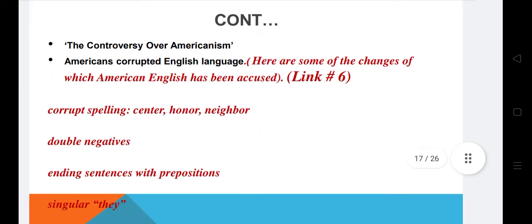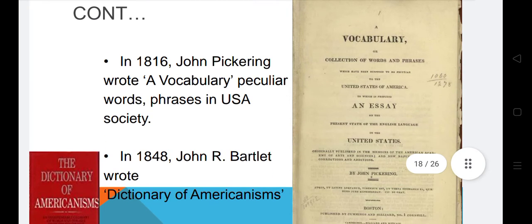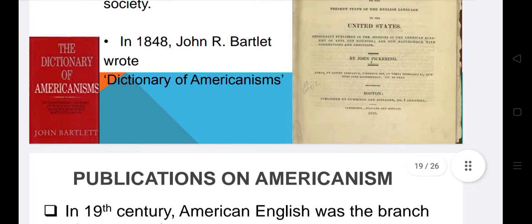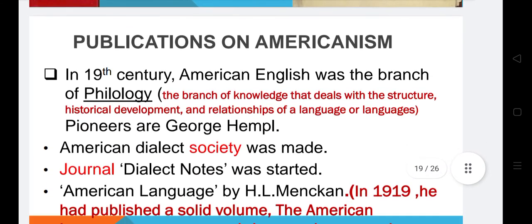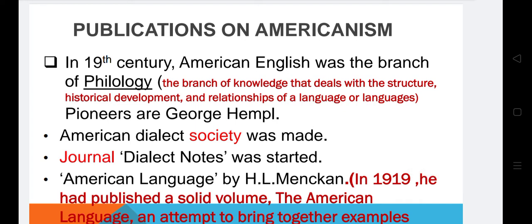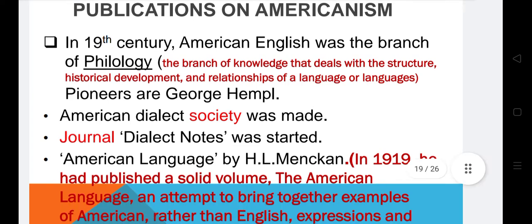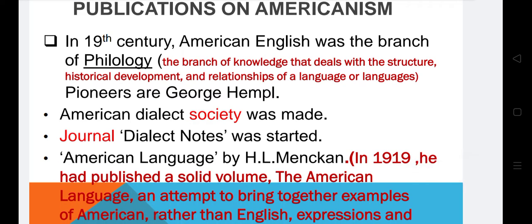So now we'll see publication on Americanism. In the 19th century, American English was a branch of philology. Philology is a branch of knowledge that deals with structure, historical development, and relationship of language and languages.